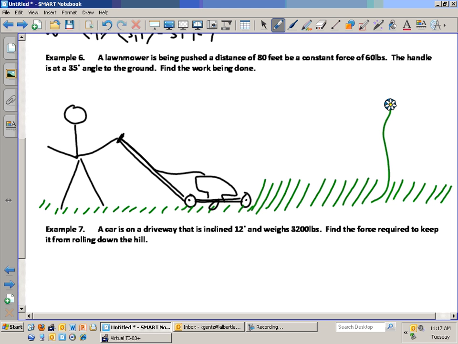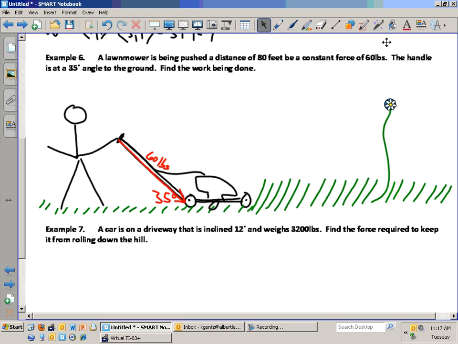All right, the handle's at a 35-degree angle to the ground. The lawnmower is being pushed a distance of 80 feet at a constant force of 60 pounds. So we are going to say that this red vector right here represents the force being applied by the individual pushing the lawnmower, 60 pounds of force.